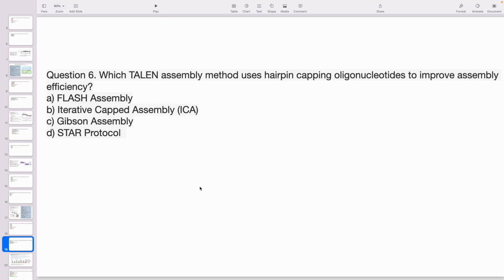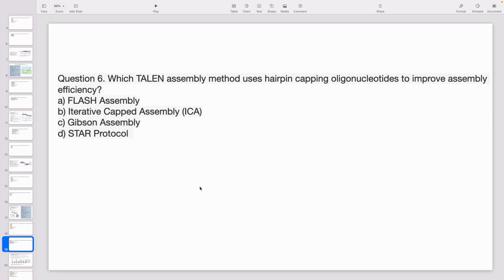Question number 6. Question number 6 states, which TALEN assembly method uses hairpin capping oligonucleotides to improve assembly efficiency? First option is FLASH assembly. Option B is iterative capped assembly. Option C is Gibson assembly. Option D is STAR protocol. Please go through the question and try to answer it.